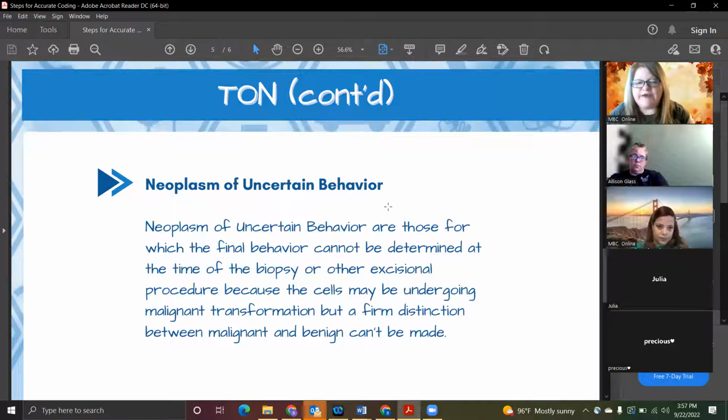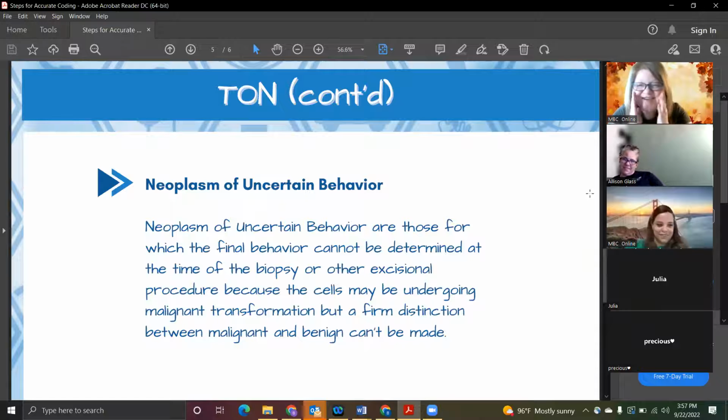Neoplasm of uncertain behavior. You know what? Who wants to read this for me? I generally don't ask y'all to read a lot, but like I said, it's literally hurting me to talk. So if somebody would be so kind and volunteer to read it.